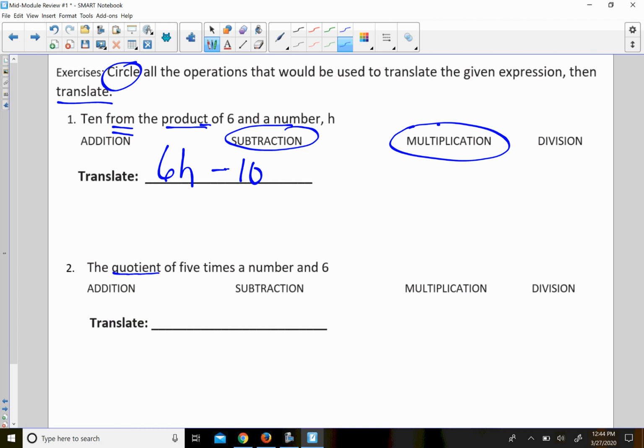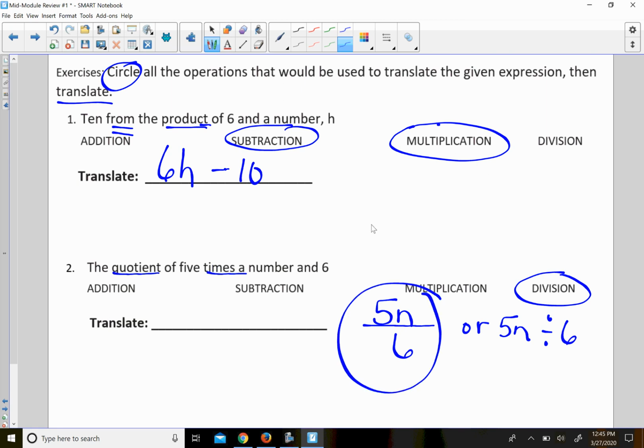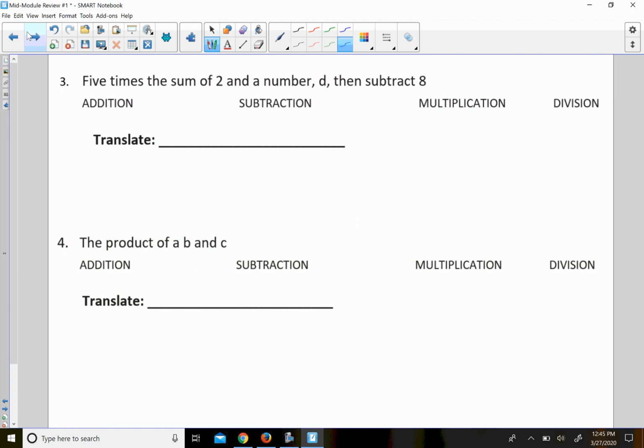I have the quotient, which would be division, of 5 times a number and 6. So quotient means to divide, and I know for 6th grade division is shown with the fraction bar. So instead of using the line, because I don't have enough space, I'm going to go over here. So the quotient of what two things? Well, 5 times a number. So 5 times, we'll say n for my number, and 6. So take 5n and divide it by 6. I could also accept 5 times n divided by 6, but this is definitely the 6th grade preferred way to show that. All right, so again, try 3 and 4 on your own, then come back and check in with me.